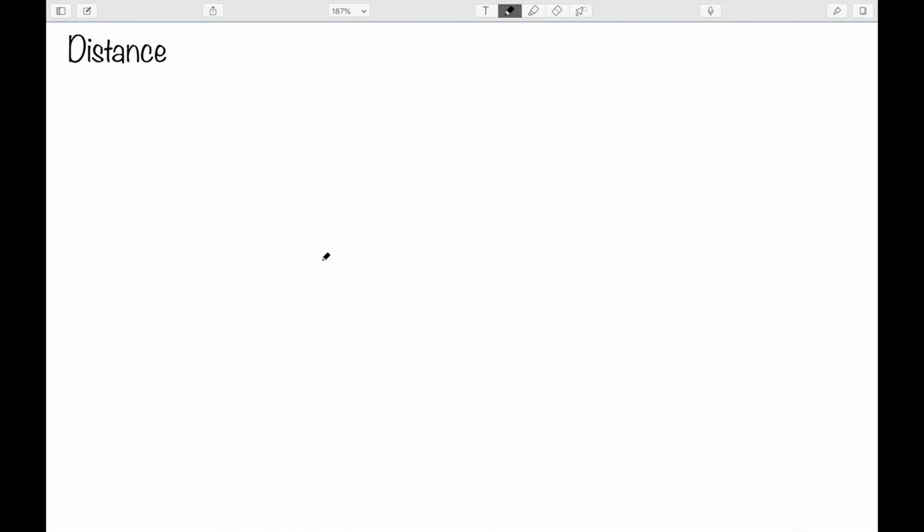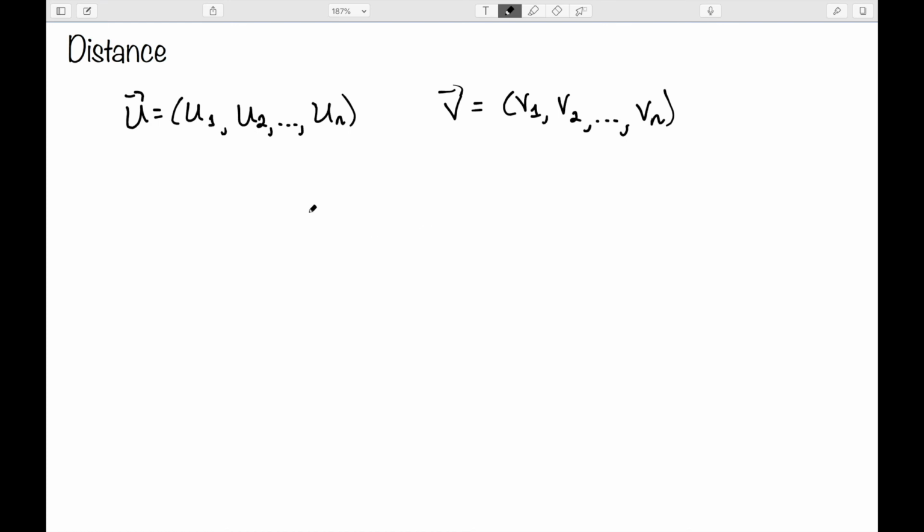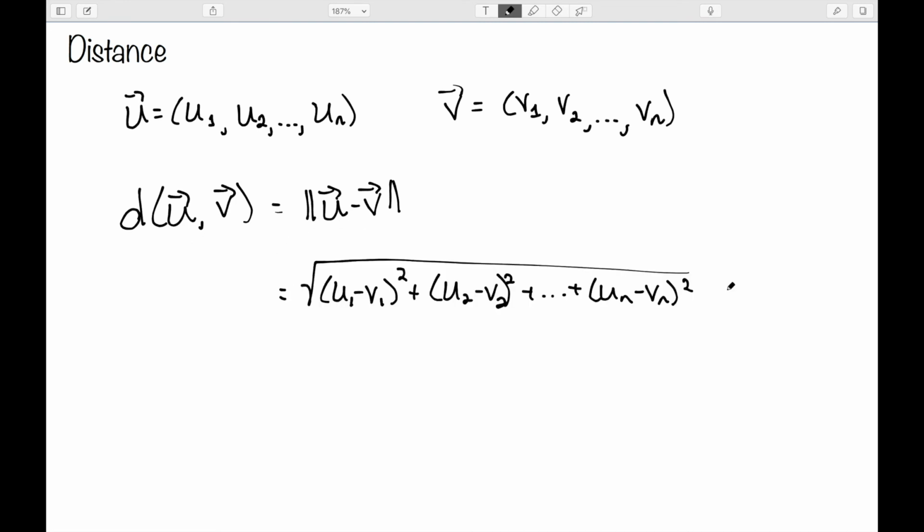Next, let's look at the distance between two vectors. Let's let u be u1, u2, etc. through un, and v be v1, v2, etc. through vn. Then the distance between u and v, denoted by d of u, v, is the norm of u minus v. Equivalently, the square root of u1 minus v1 squared plus u2 minus v2 squared, etc., all the way up through un minus vn squared. So let's look at an example.